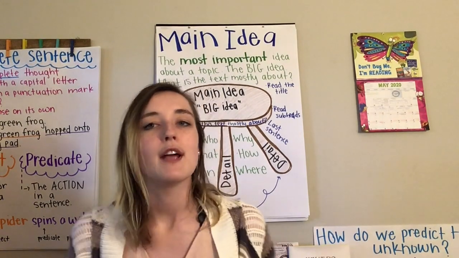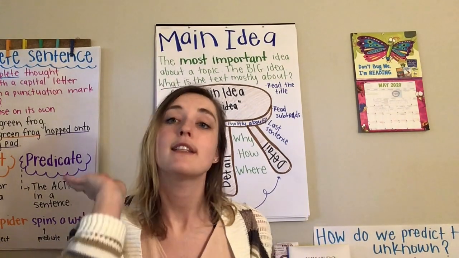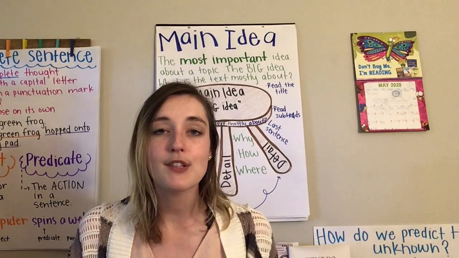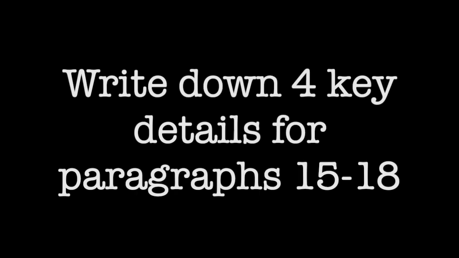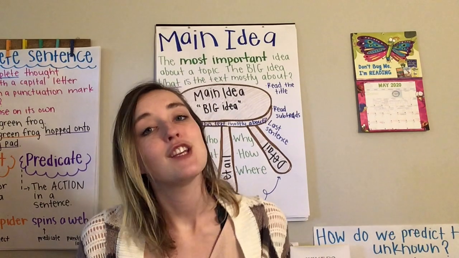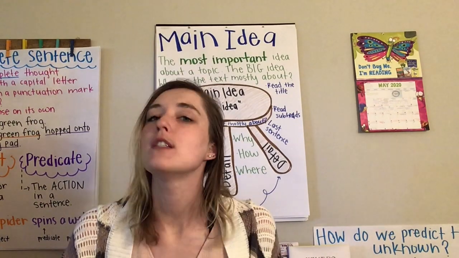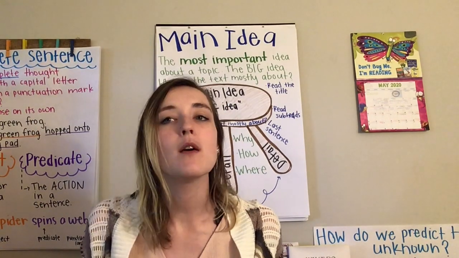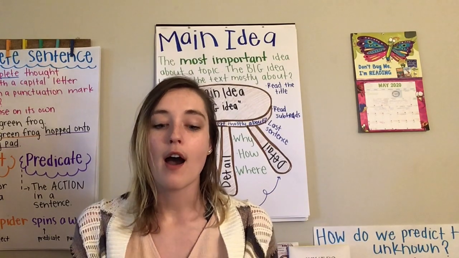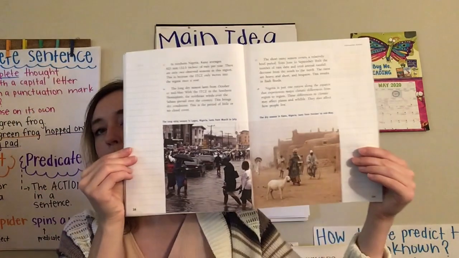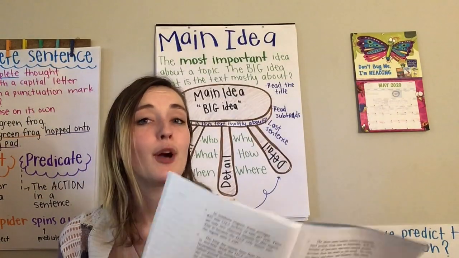All right, so as you're reading, identify key details. Go write down 4 key details in your graphic organizer. Go. And you should have written down key details. Now you need to write the main idea. So what is the text mostly about on these 2 pages? Go write that down now. Go.